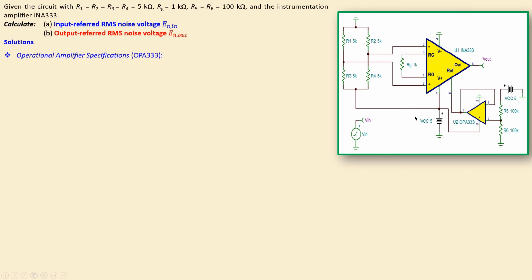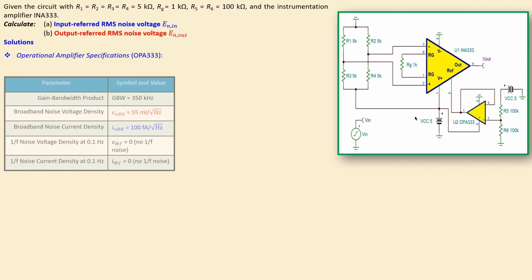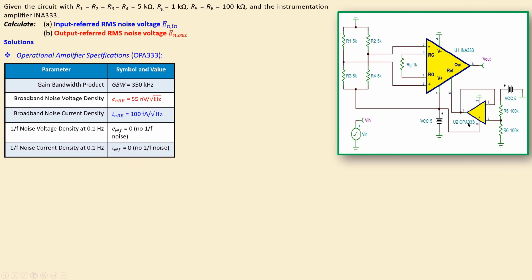Now in this case we start with the operational amplifier specifications. From the datasheet of the operational amplifier OPA333, you will see these important parameters. We just made a list of the important parameters we will use for our noise analysis. The first one is the gain bandwidth product, which is 350 kilohertz. We have the broadband noise voltage density, which is given by this symbol, 55 nanovolts per root hertz. In symbol form we have the broadband noise current density, which is 100 femtoamps per root hertz. Now, we have no 1/f noise voltage and also no 1/f noise current for this op-amp.